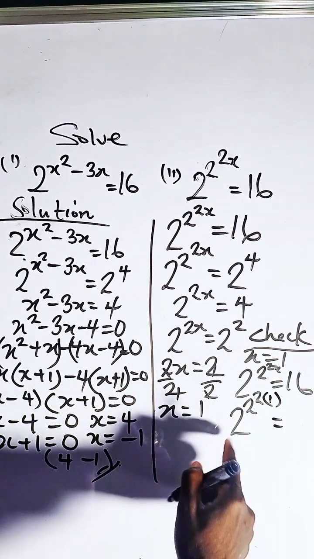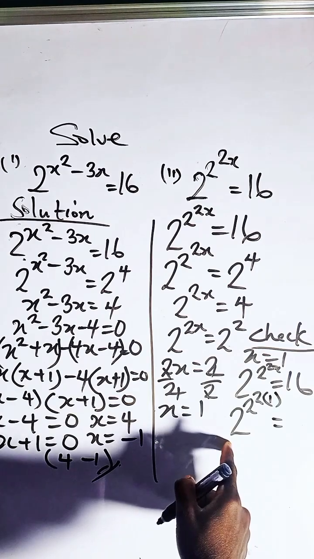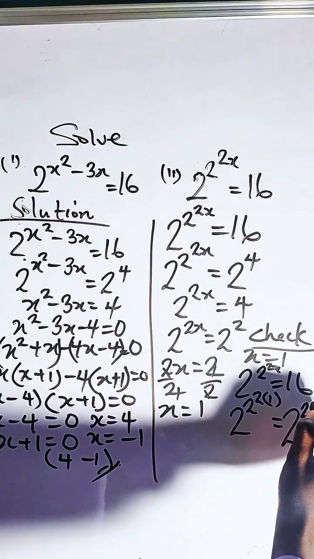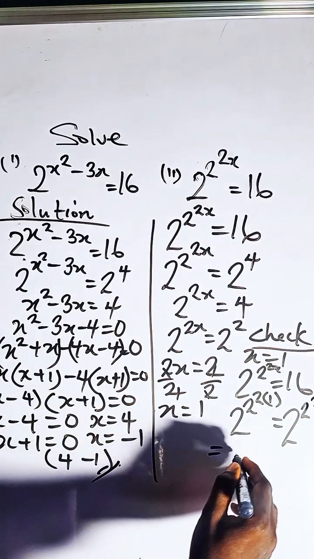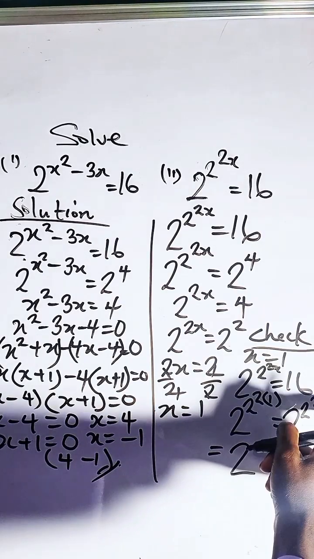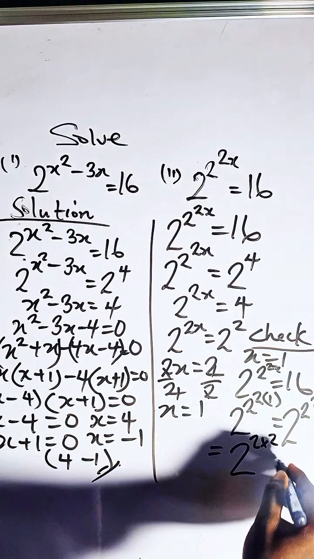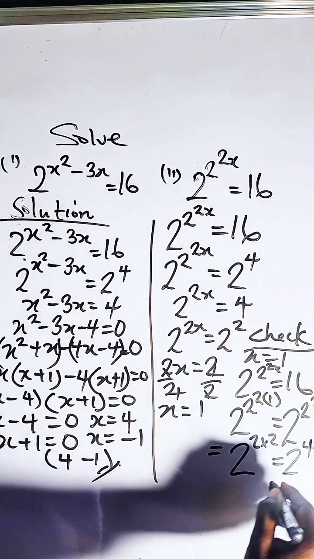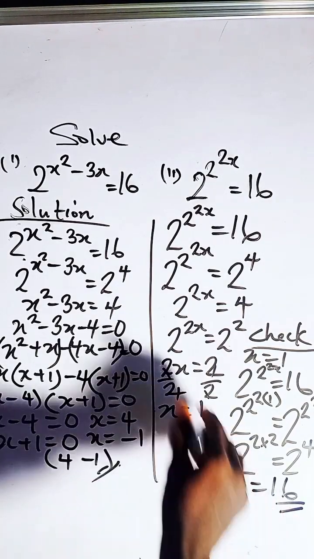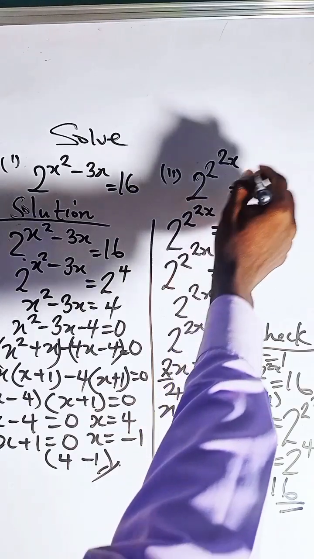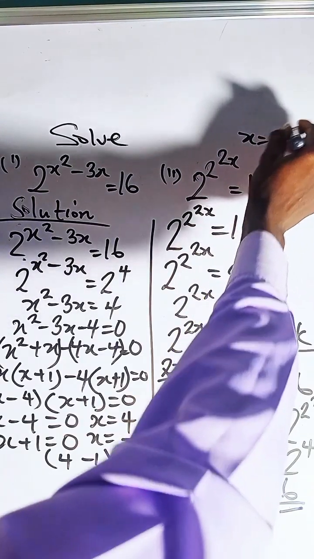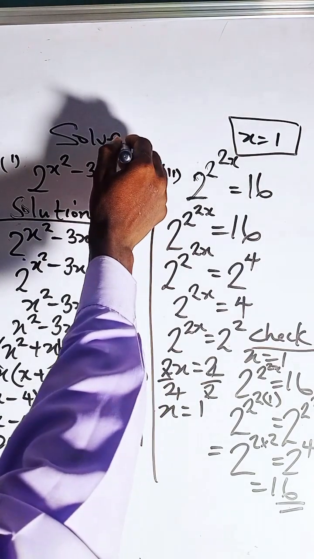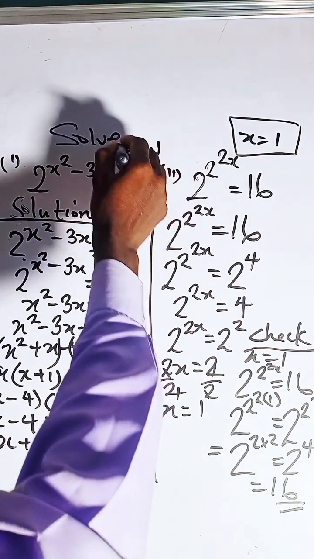By the time we work this out, we have 16. For 2 times 1, we have 2. So here we have 2 raised to the power 2, and 2 squared means 2 times 2, so we have 2 raised to the power 4, and 2 raised to the power 4 is 16. So that means the value of x in this equation equals 1. And the value of x in the first equation is either 4 or minus 1.